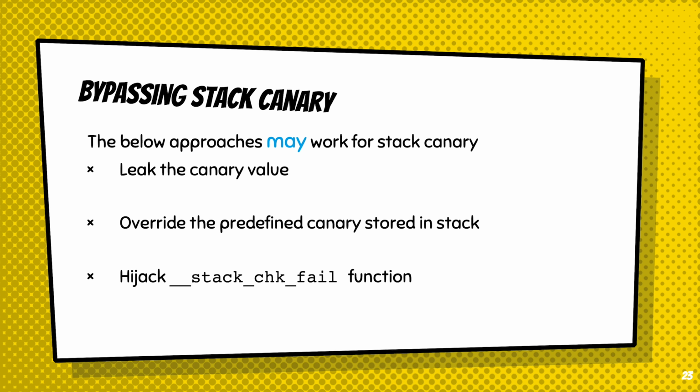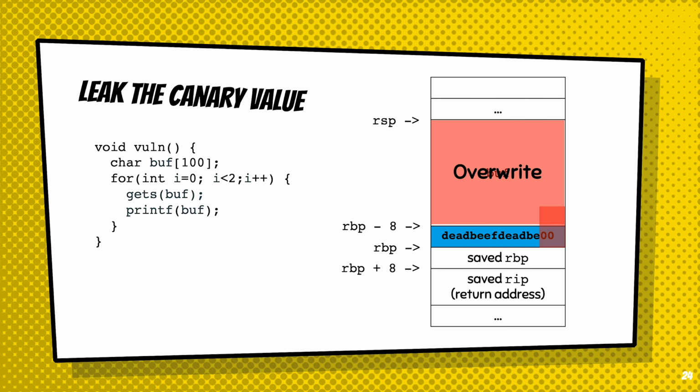The first is to leak the canary value. If there is a buffer overflow, followed by a read and print out, we can get the value of the stack canary using the print function and then concatenate that value with the overwriting buffer. For example, suppose that we have a vulnerable function called vul, and in that function, there's a for loop that will read buffer and then print the buffer.